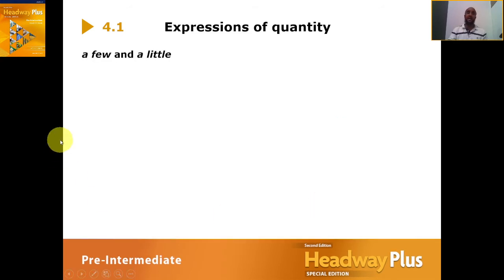Now we're going to look at a few and a little. Okay, so when do we use a few and when do we use a little? Again, deciding if it's going to be countable or uncountable. Okay, guys, so let's have a look. So we can use a few with what? Countable nouns.